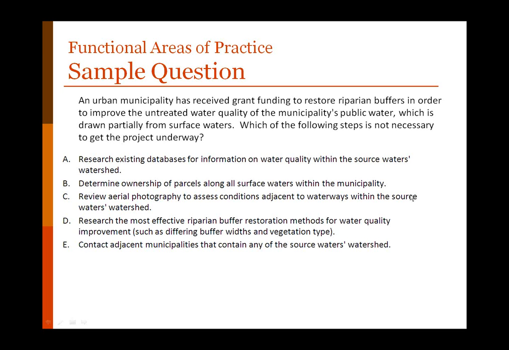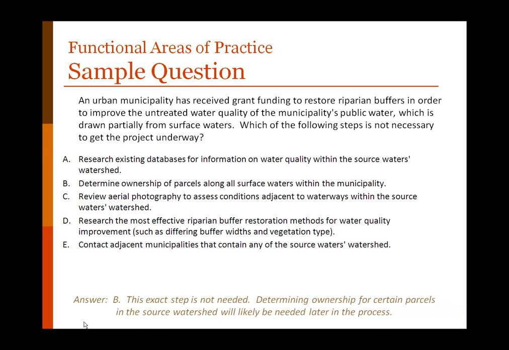So maybe there's some surface waters in the municipality that have nothing to do with the public water. Perhaps it goes into a different watershed, whatever the case may be. So ownership of parcels along all the surface waters is simply not necessary to get the project underway. Yep, see, there you go, B.